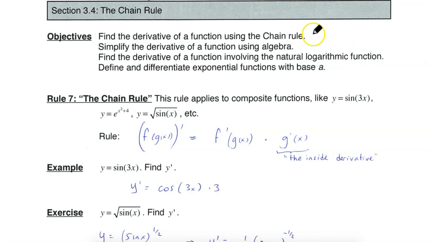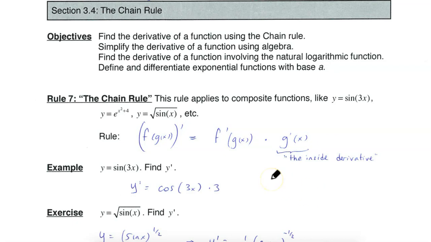So we'll do the chain rule, then we'll talk about ways to simplify the algebra, then we'll talk about the natural log, which is one of the parent functions we haven't touched on yet, and then the derivative of exponential functions, which are not e power x, but a power x.